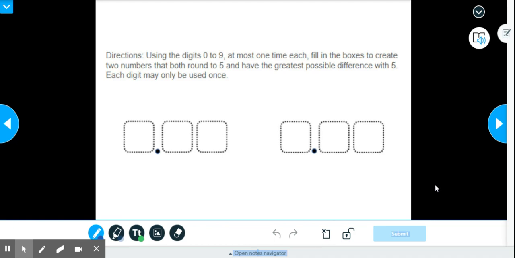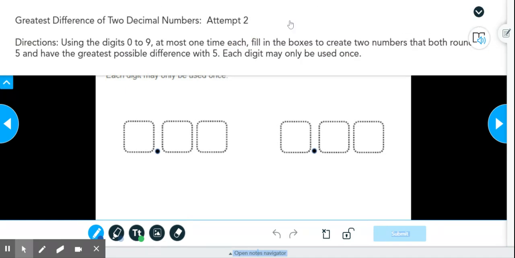Hello again. This is attempt 2 of the open middle problem with rounding decimals and also looking at the differences between the two numbers that you have. So the first thing that I would do is, again, read the directions. On this one, the directions are right here on the screen, or if you push this little arrow up in the corner, blue arrow down, it'll give you the directions that can be read aloud to you. So I'm going to push this button and let the directions be read aloud.